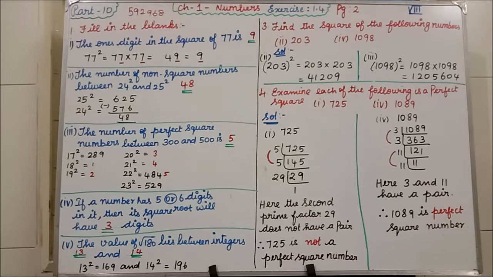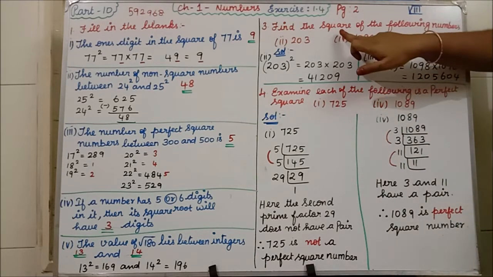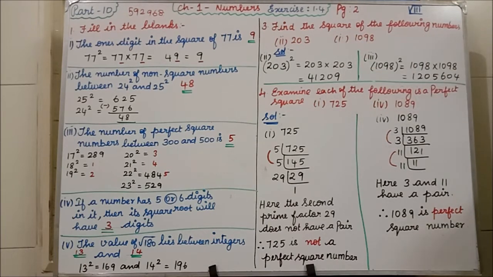Now we'll see the third question. Students, from the third question onwards, I will do most of the subdivisions. I will give you 1 or 2 subdivisions as homework. The subdivisions I have left, you are going to do as homework. Now we'll see the third subdivision. Find the square of the following numbers. I have done the second subdivision here and this is your third subdivision.